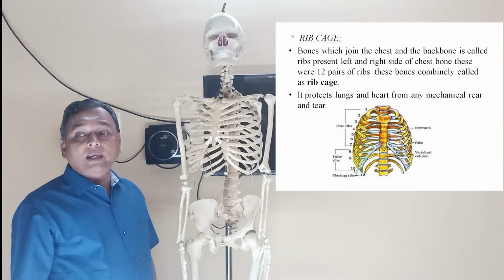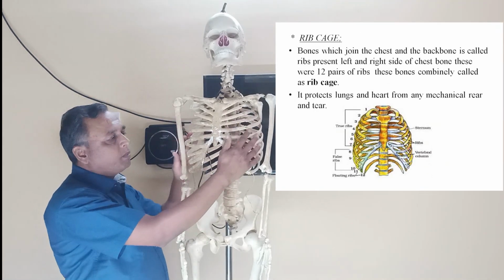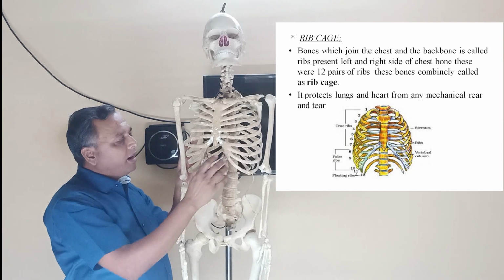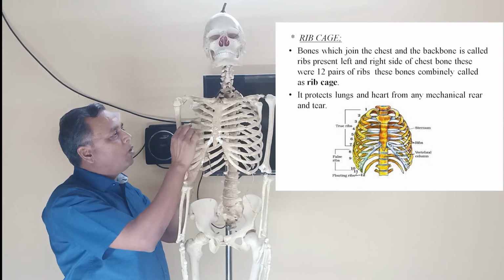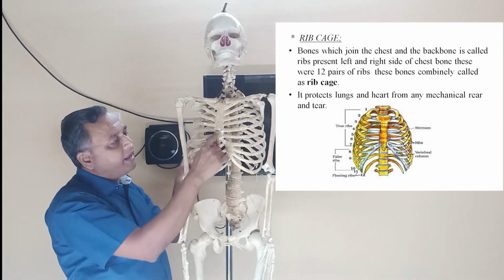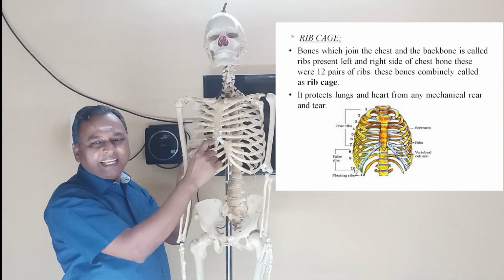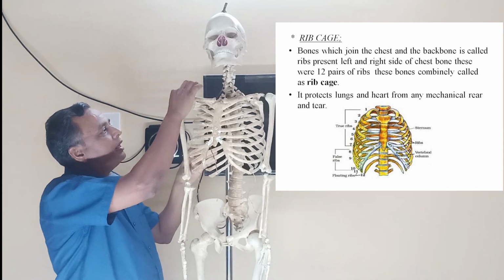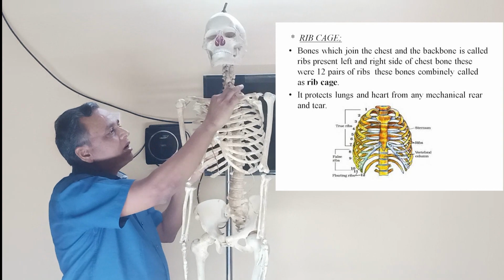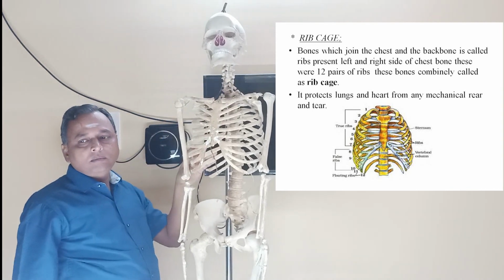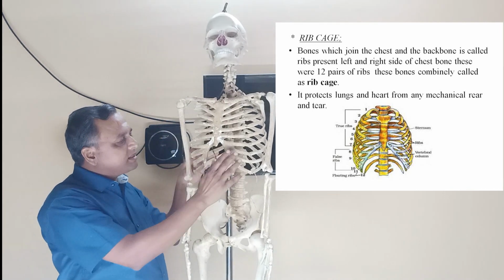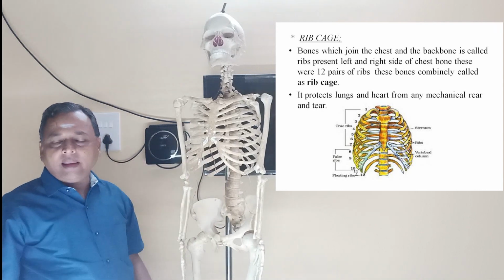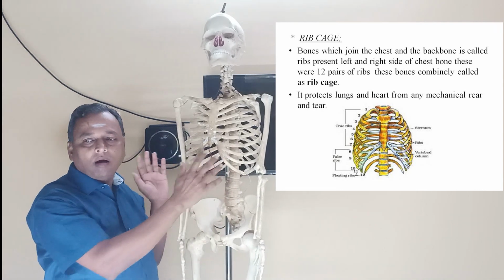Then a rib cage. This part is the rib cage. And here you are seeing the rib bones. They are all joined with their chest bone or sternum. And here you are seeing the collarbone or clavicle. And this rib cage is helpful to protect the lungs as well as the heart.